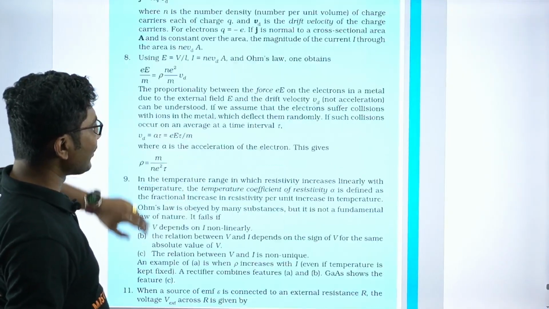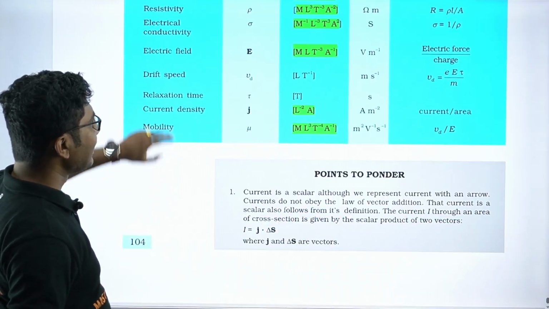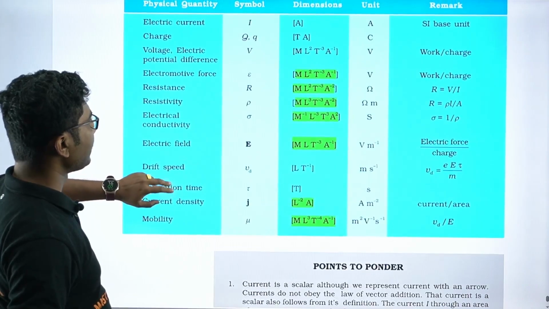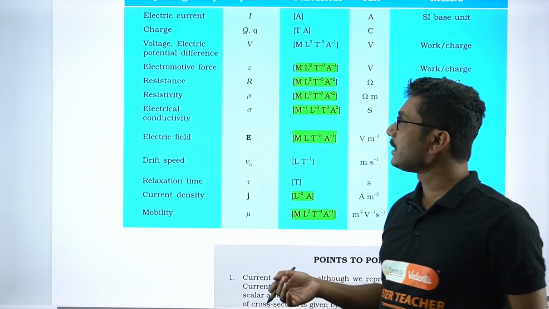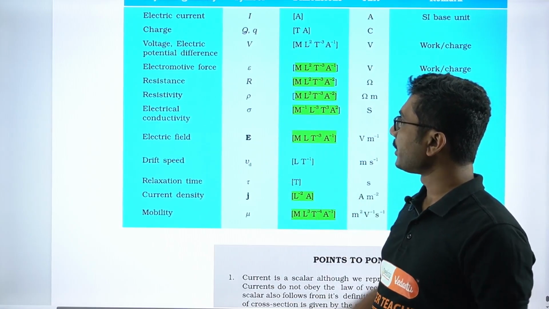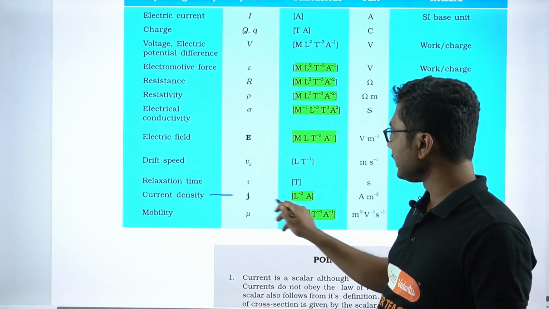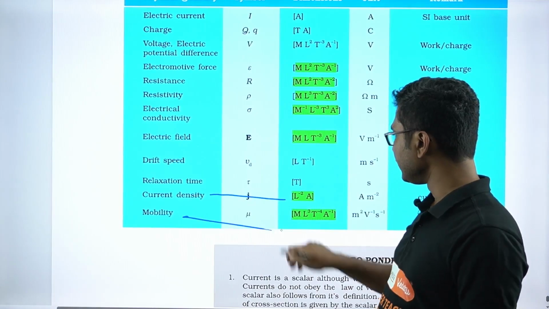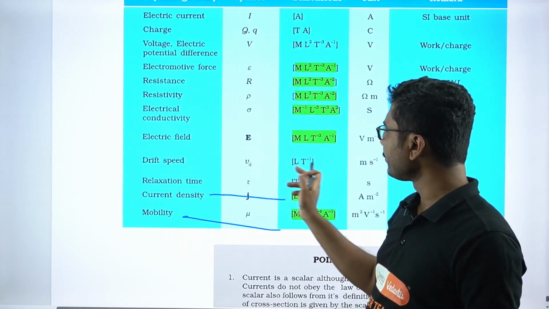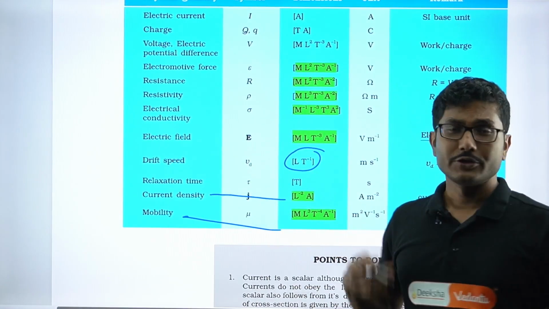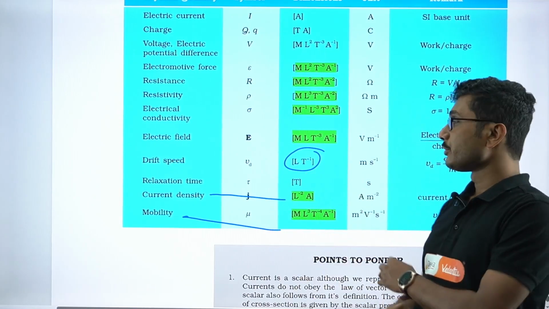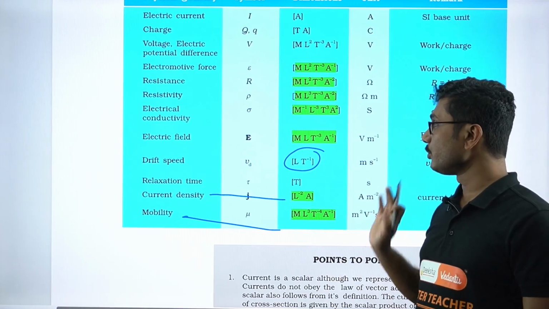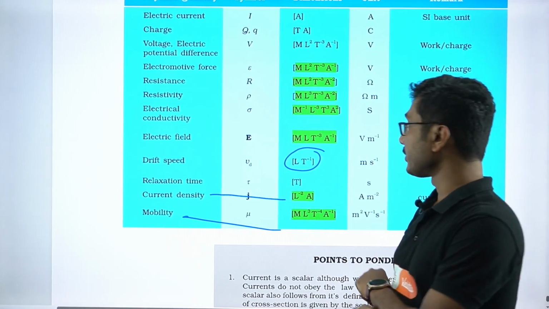Now at the end you can read the summary. At the end of this chapter, this dimension table is very important. I have highlighted a few of the quantities for which you have to remember the dimensions. Obviously current density I already mentioned. Mobility is important. Drift speed is just normal speed, so it is L t to the power minus 1. I assume that you know that, so I have not marked it, but this may be confusing for some students.